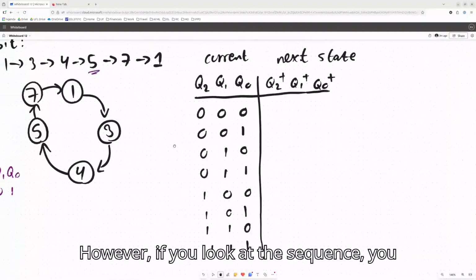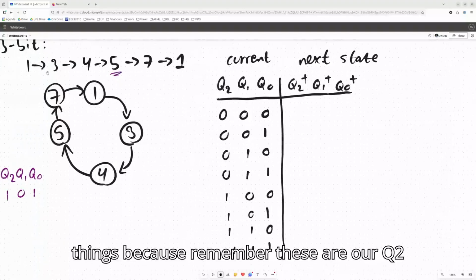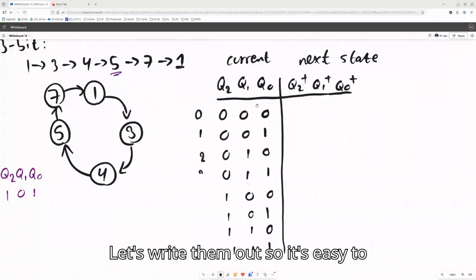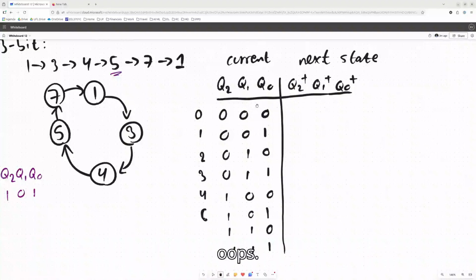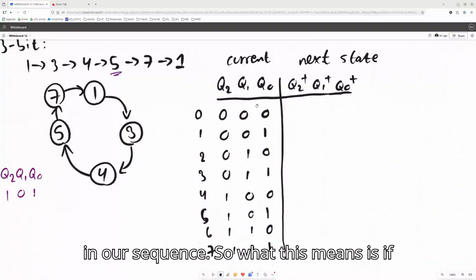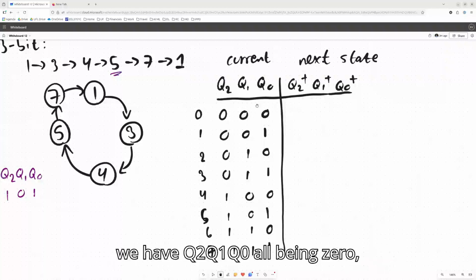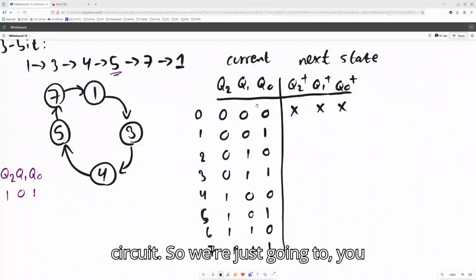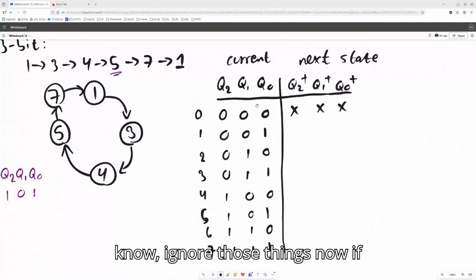However, if you look at the sequence, we don't actually use some of these, because remember, these are our Q2 to Q0 values. In this first case, when our number is 0, what's going on? We don't even have that in our sequence. So if Q2, Q1, Q0 are all 0, we don't even care what the next state is. It's never going to happen in our circuit, so we're just going to ignore those.